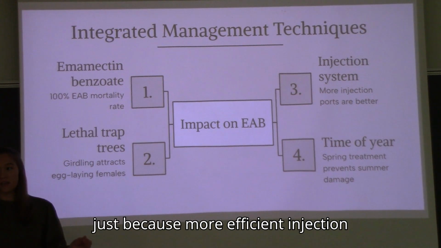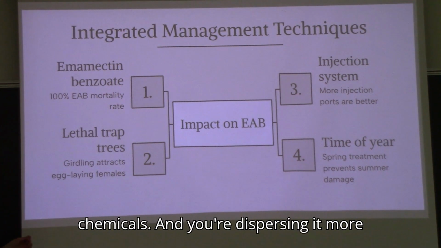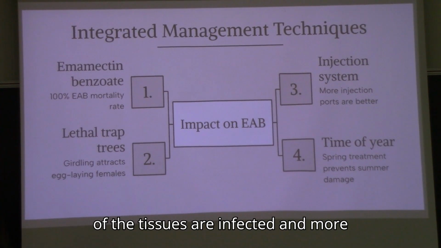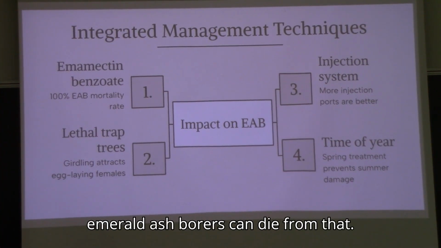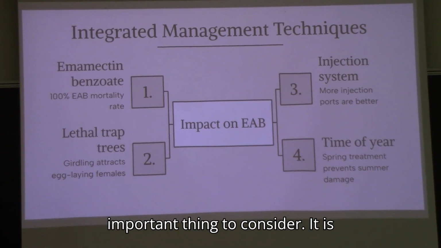This is just because more efficient injection systems are going to use more efficient chemicals, and you're dispersing it more evenly around the canopy so that more of the tissues are infected and more emerald ash borers can die from that. And the time of year is the last really important thing to consider.